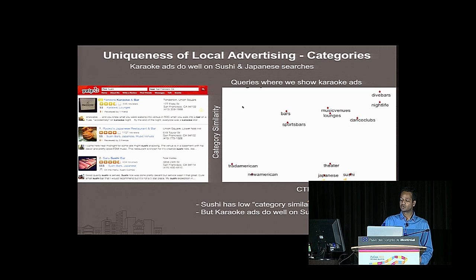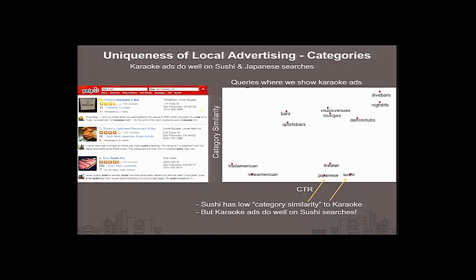Over here, I'm showing you queries wherever we have shown karaoke ads, right? So on the y-axis, I have a measure of similarity between karaoke bar and all these other search query terms, right? And on the x-axis, I have the click-through rate. So of course, things like nightlife, dive bars, dance clubs, they have a very high correlation with karaoke, right? People who are interested in karaoke are very likely interested in those categories too. And they are not so interested in sushi and Japanese in terms of category similarity. There are very few businesses which are labeled as both sushi as well as karaoke.